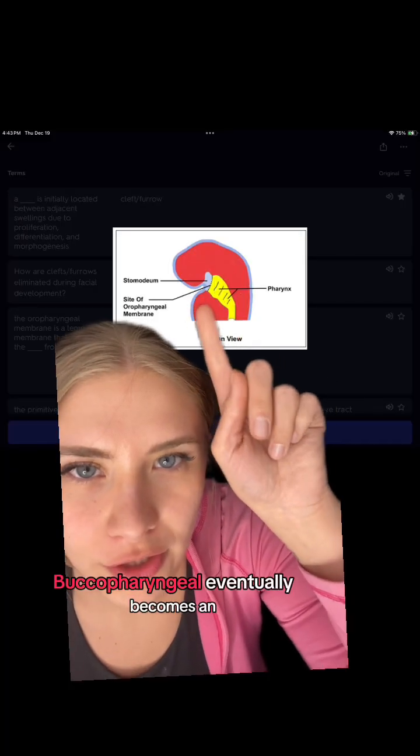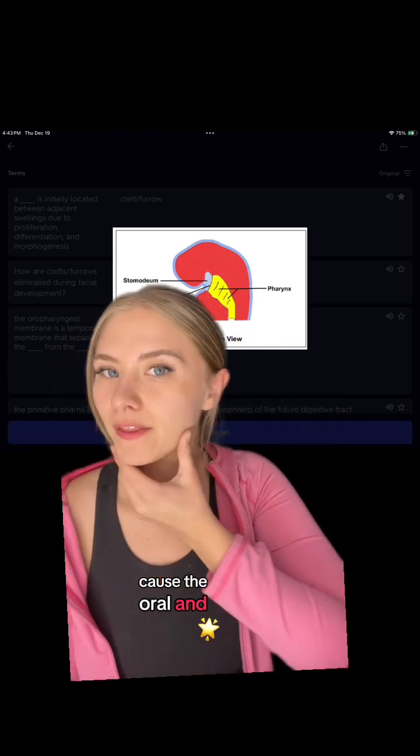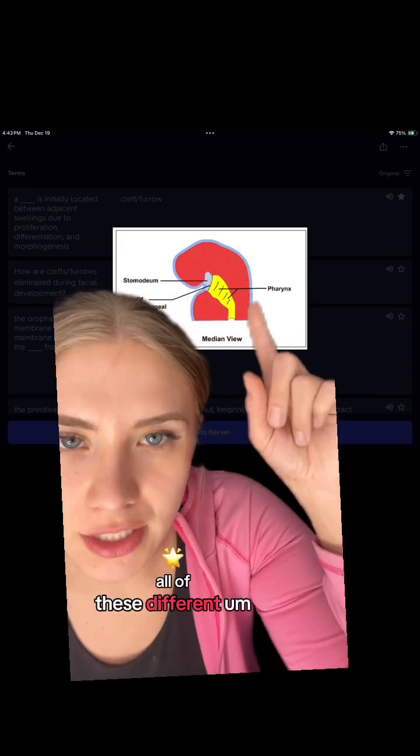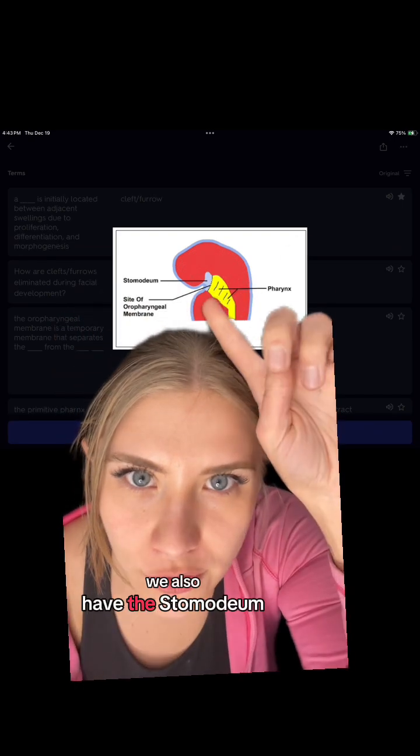Okay, so now that we've basically made the neural tube start growing from our cranial to our caudal, which is our head to our butt, our caudal. So our neural tube is made, and then eventually it closes, and then the buccopharyngeal membrane opens. Buccopharyngeal eventually becomes an oropharyngeal, because the oral and then the pharynx, all of these different pharyngeal arches are going to start growing. We also have the stomodeum.